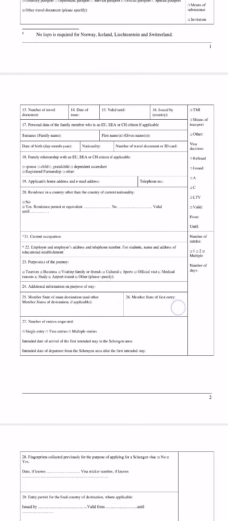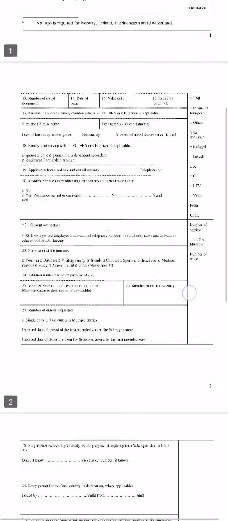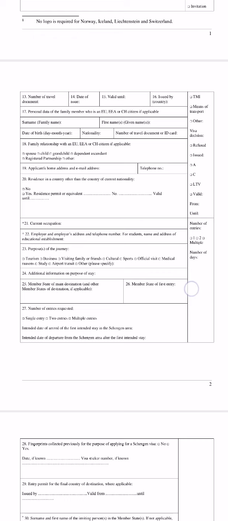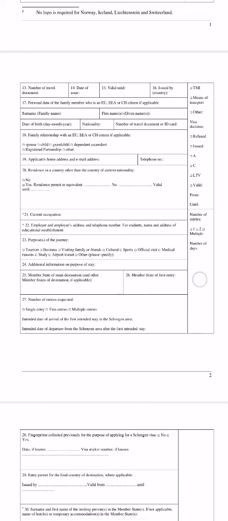Then question 24 says additional information on the purpose of your stay. So why you want to stay, another reason. If you have more reasons, you can also highlight the reason why you want to stay. Then 25 says member state of main destination. So which European country you want to go to, the member state or destination. You have to specify the state. If you make your hotel reservation, that is where you are going to stay, so you have to check which state the hotel you booked is in.